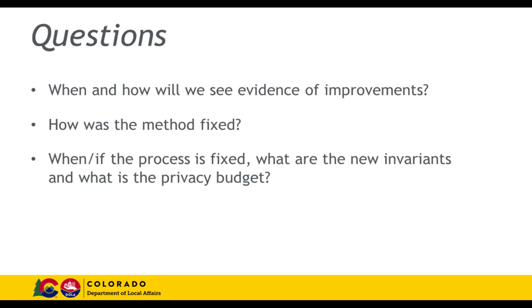And I threw on some of our questions here: when and how will we see evidence of improvements? How is the method fixed or being fixed? And when or if it's fixed, that question about those invariants and privacy budgets and whether or not those are part of the fix. So thank you.